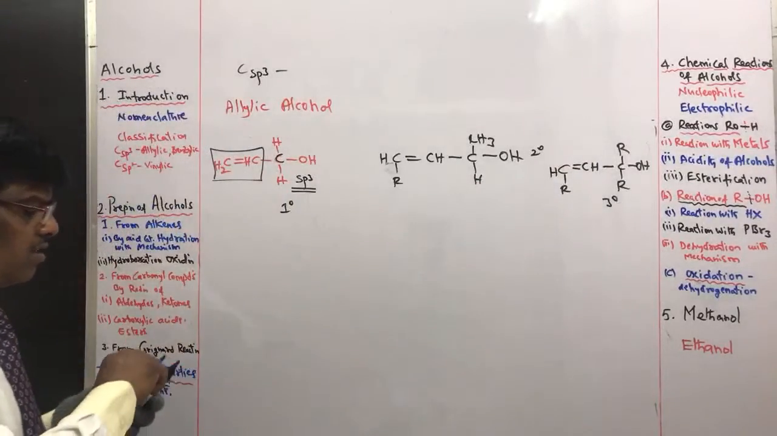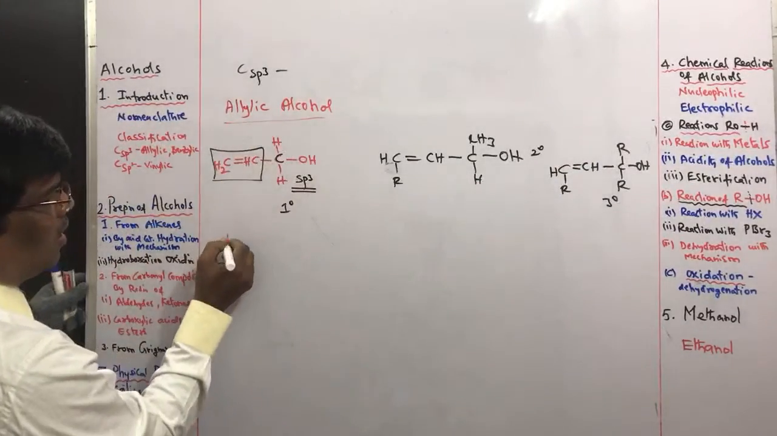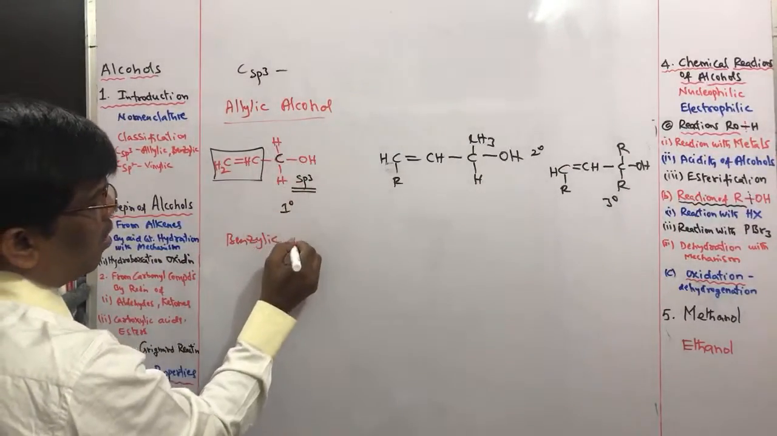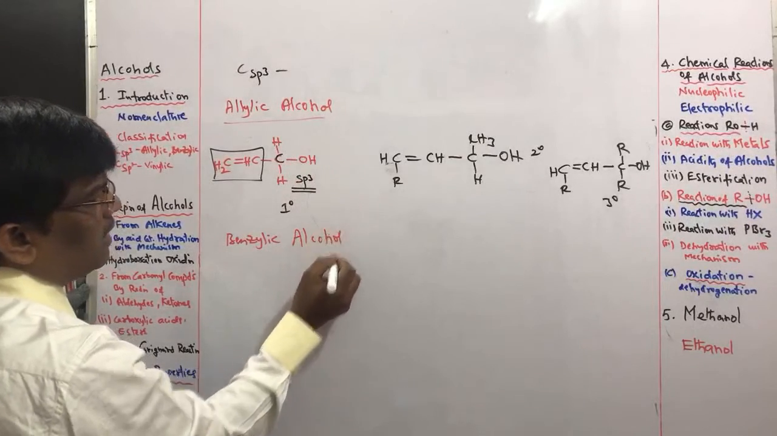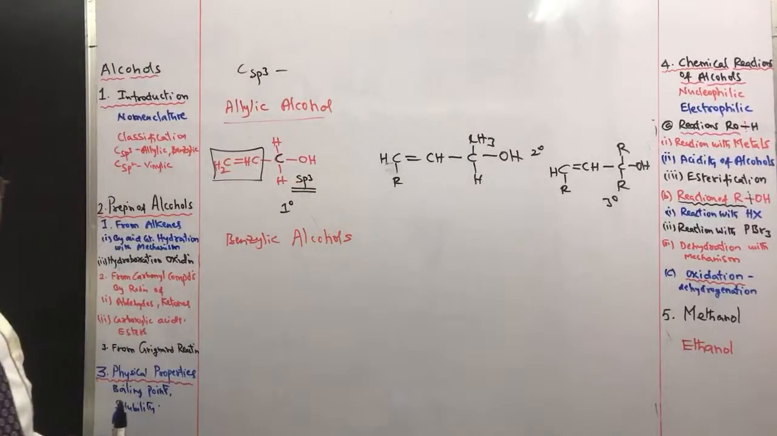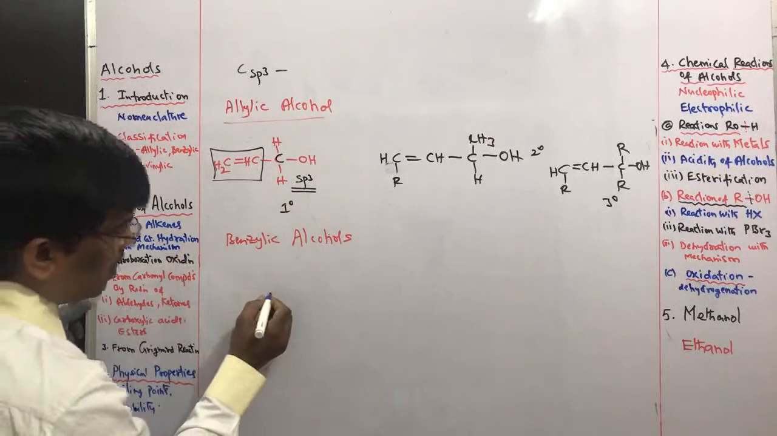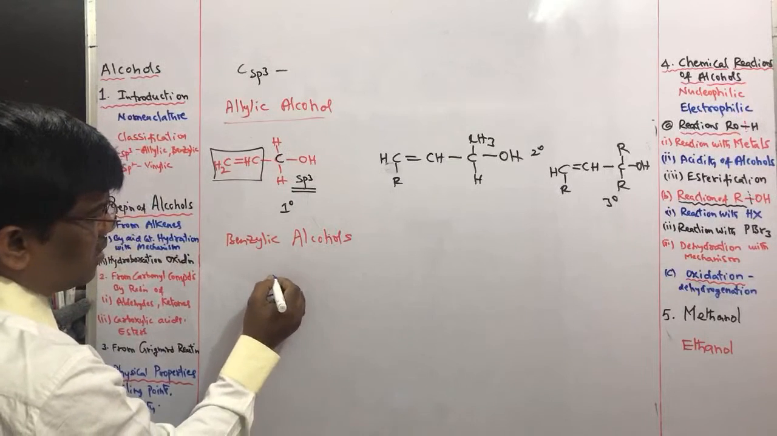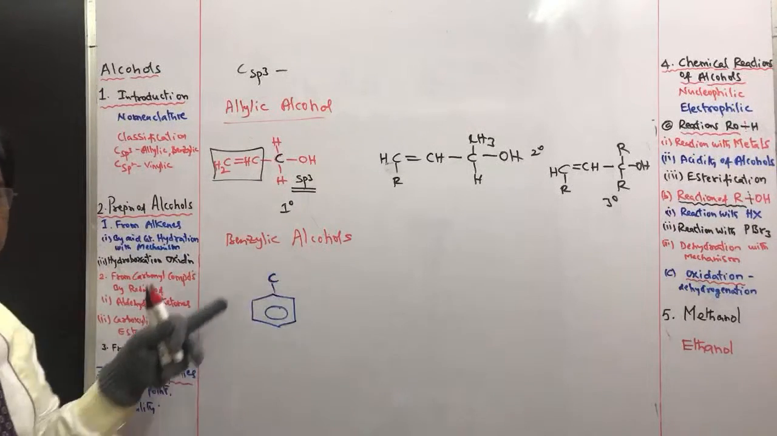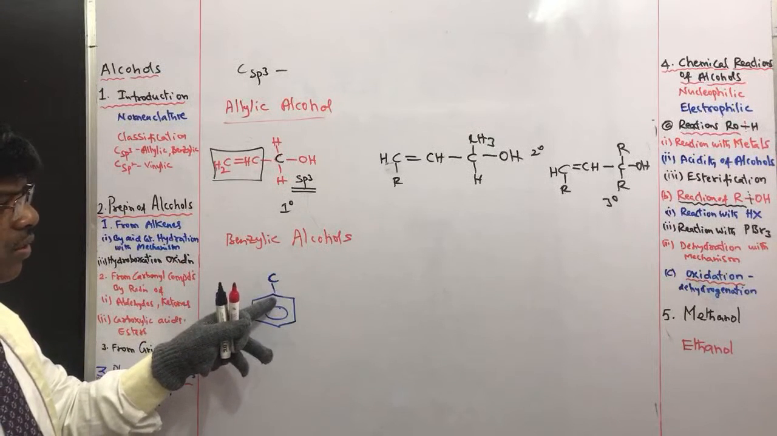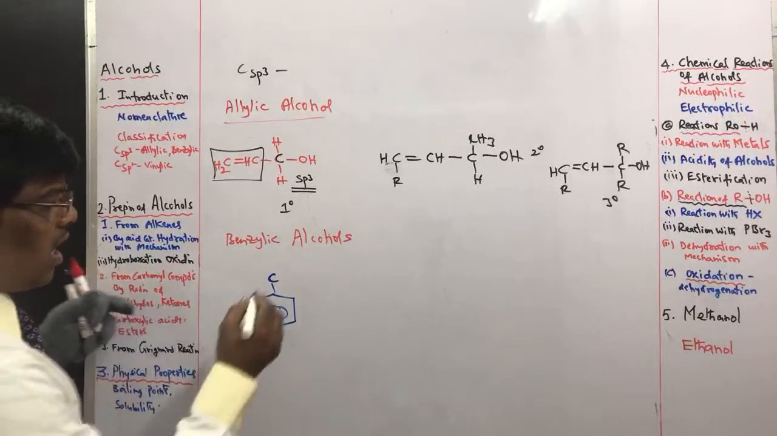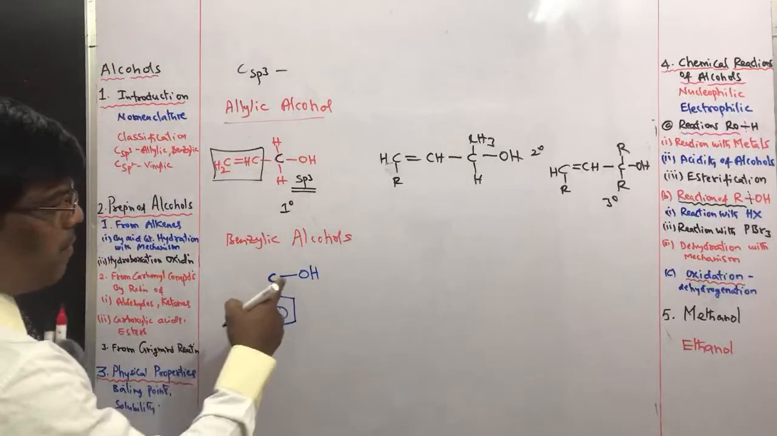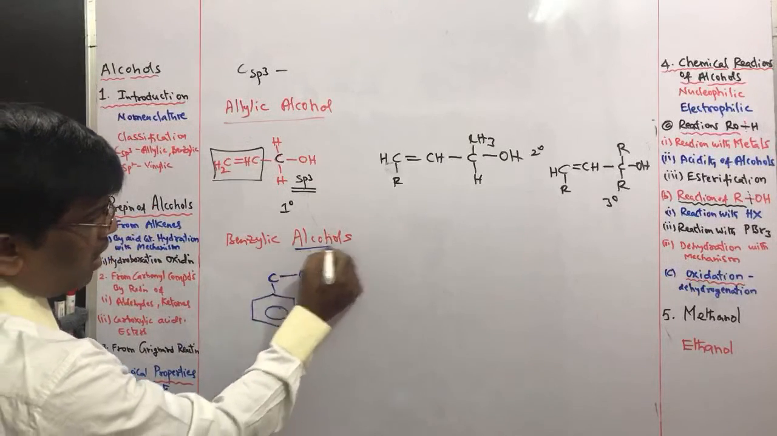And a very specific example under this is benzylic alcohols. Dear students, please don't confuse. Benzylic alcohols are sp3 hybridized alcohols, but these alcohols are at the benzylic position. What is the benzylic position? If you know the benzene structure we learned in the previous class, this is benzene. So this carbon is the benzylic carbon. The carbon directly attached to the benzene ring is known as the benzylic carbon. If this carbon has a hydroxy group, it is known as benzyl alcohol or benzylic alcohol.